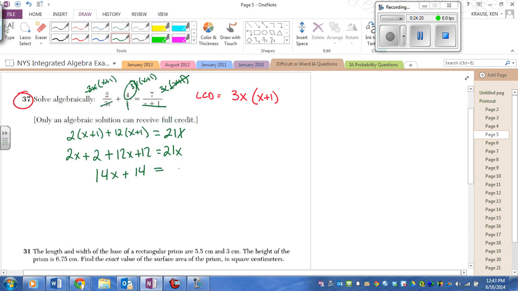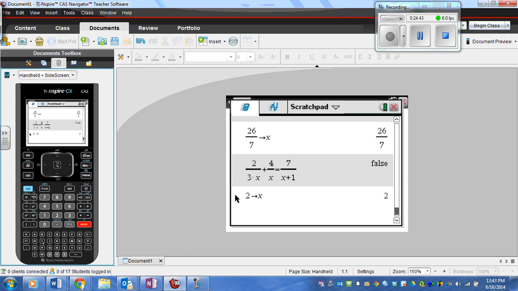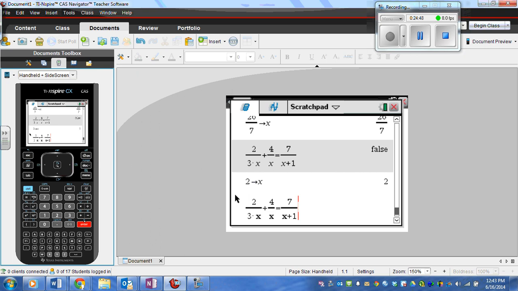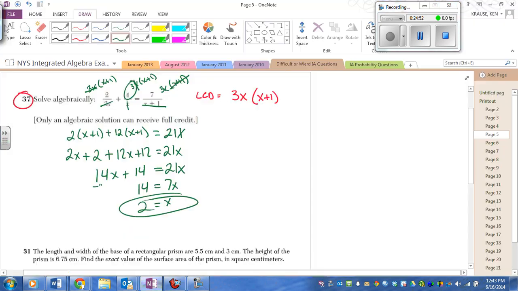That's where I made a mistake. Equals 21x. Subtract 14x, I get 14 equals 7x. I get x equals 2. It looks a little bit nicer. Alright. Classic dumb mistake.